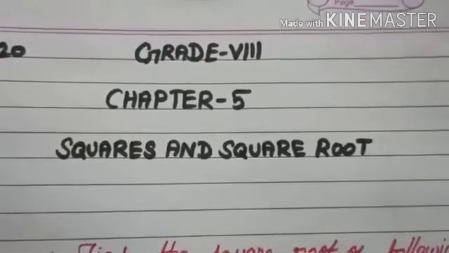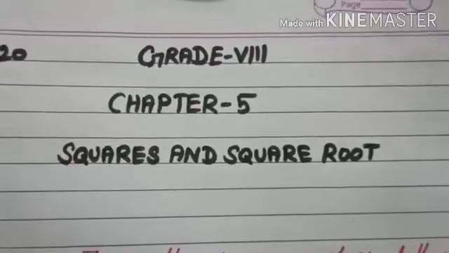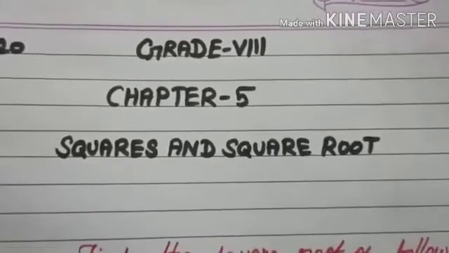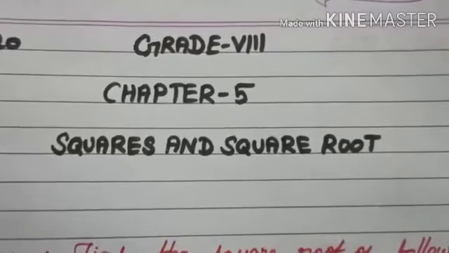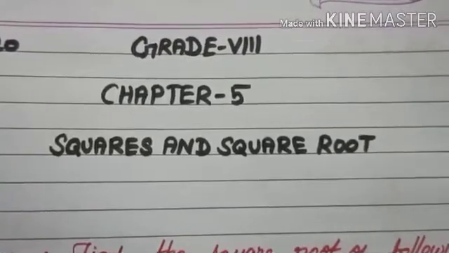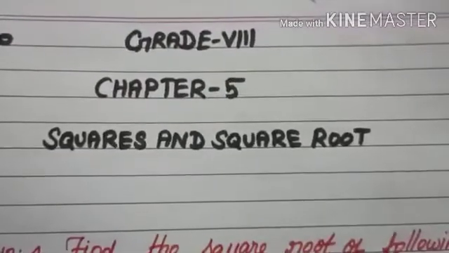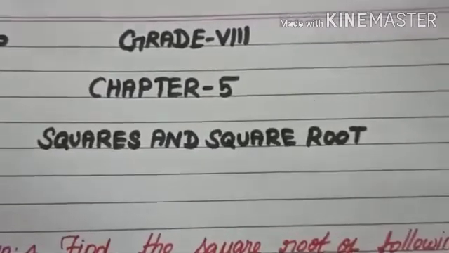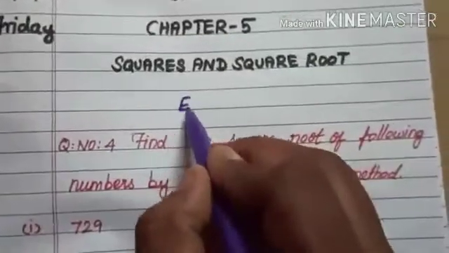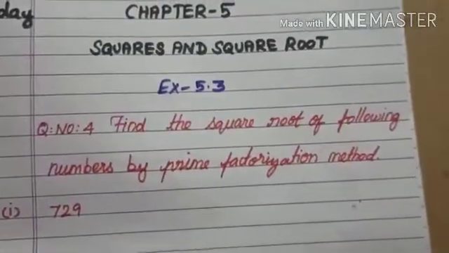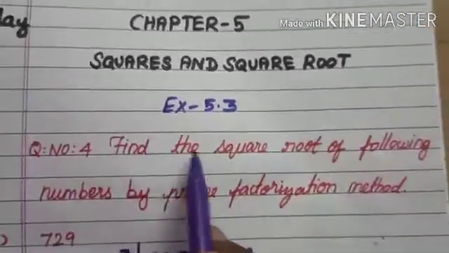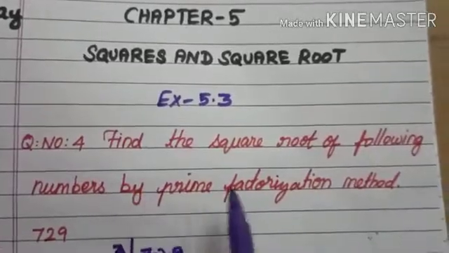So a perfect square has a unit digit of 0, 1, 4, 5, 6, or 9. If any of these unit digits is present, you say it may be a perfect square, otherwise it is not a perfect square. So now we continue with Exercise 5.3. Question number 4, find the square root of the following numbers by prime factorization.